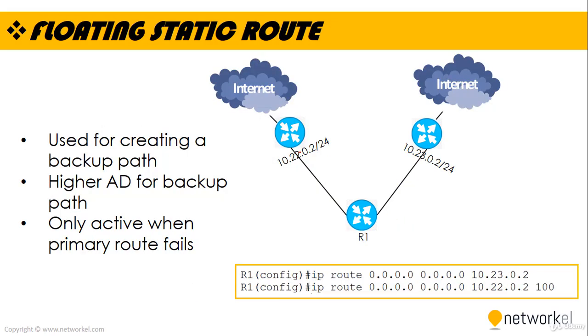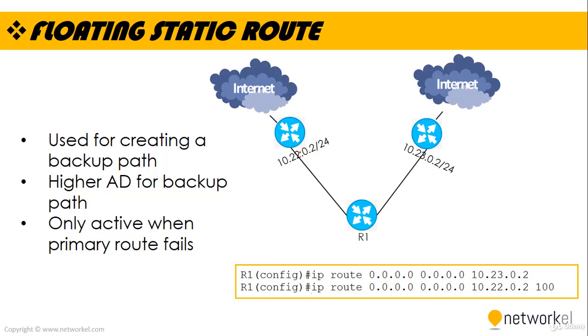Let's go ahead with the floating static routes. Floating static routes are the routes used for creating a backup path. In this method, you define a higher administrative distance for the backup path, so that route is not available in normal conditions. The floating static route will only be active when the primary route fails.